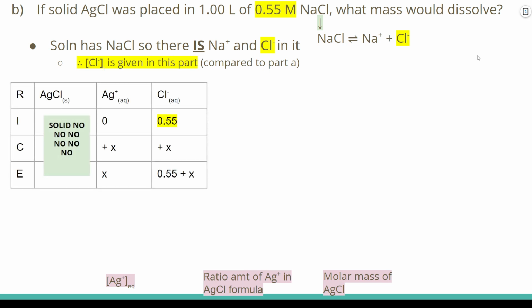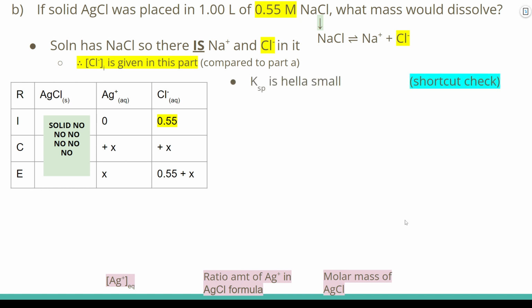Right now I'm putting in my RICE table. Notice I have an initial value for Cl minus because I already have some Cl minus, so I'm starting off with that. I don't have any Ag ions yet because I have yet to add it. We're trying to figure out how much would dissolve because of putting this in here. That is where I got this value. Then I do my RICE table like usual, so I got my two values there.